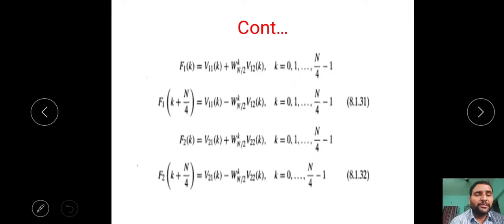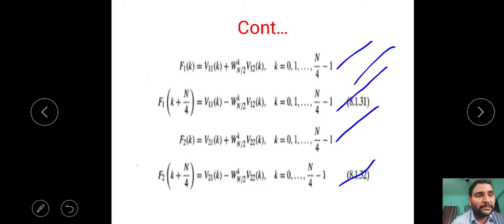Similarly, if you divide f1 of k into two parts, we get this. That means f1 of k is an n by 2 point sequence that is divided into two parts. How? f1 of k is even, and we have to divide it into two parts. How? Even in even, even in odd, two parts. In odd, even and odd, two parts. It is for even even, it is for even odd, it is for odd even, it is for odd odd.